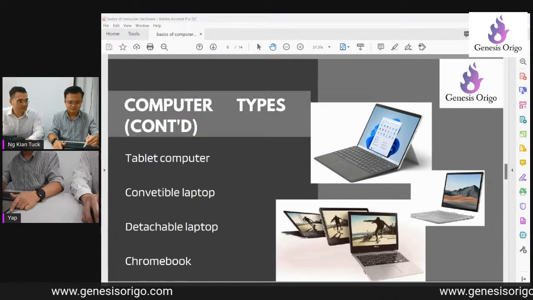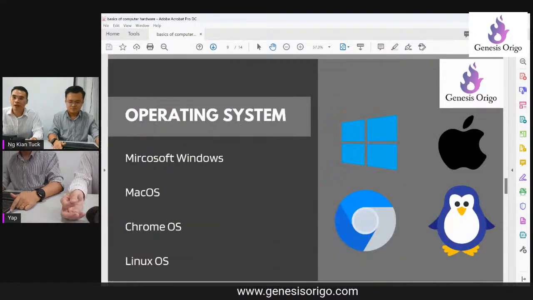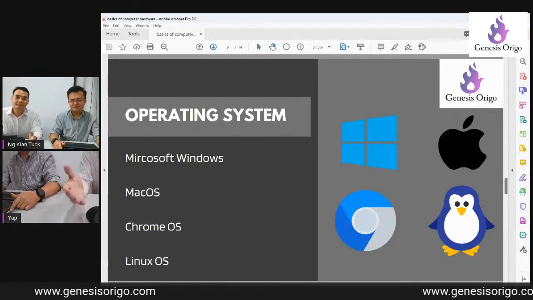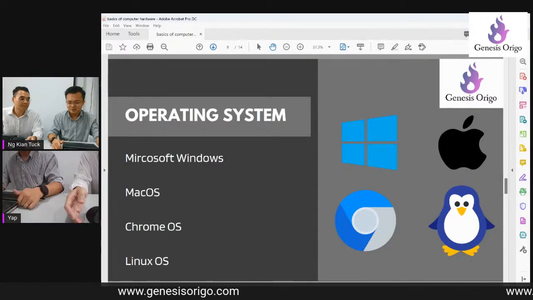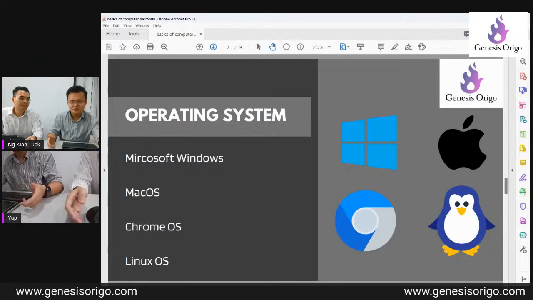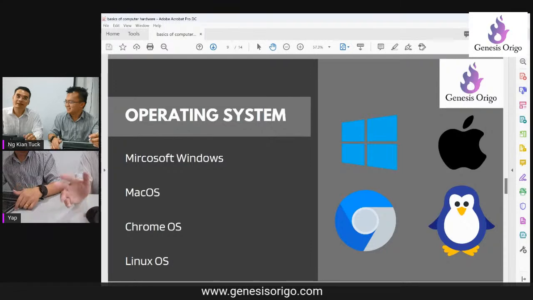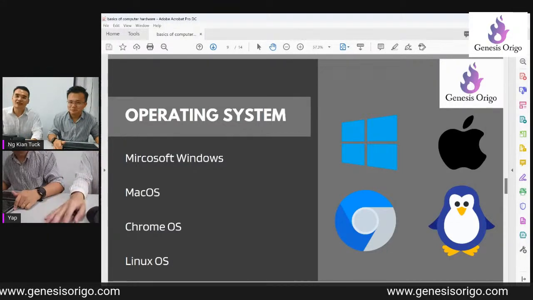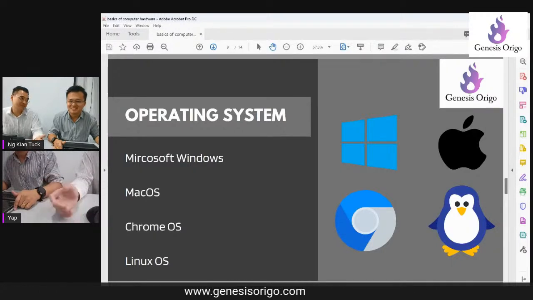So what do we have next then? Operating system. Microsoft Windows is the one that most computers are using, and also of course the Mac operating system. But I'm not too sure about this penguin, Linus. You can call it Linus, but based on the creator, it's called Linux. Okay, Linux is its name actually.